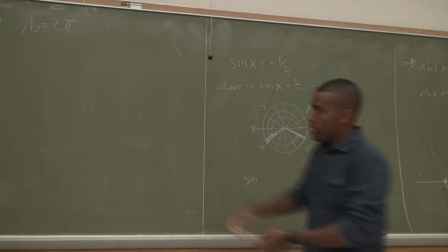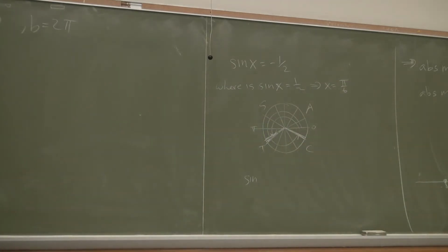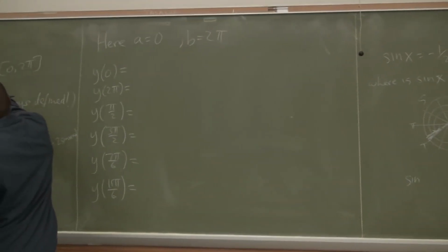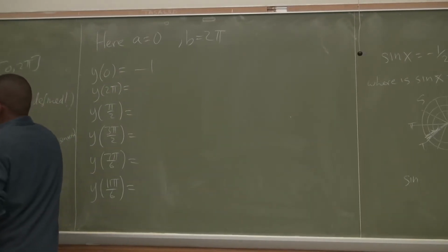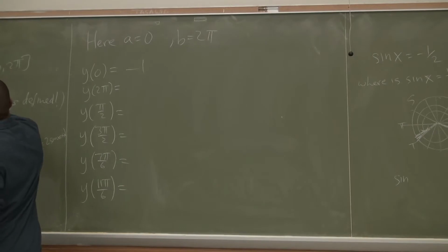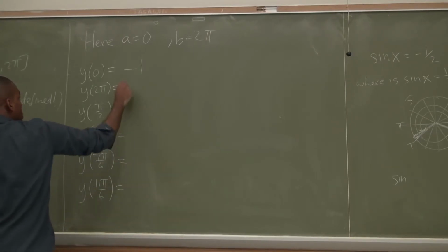So now we have to find these values. If I plug in y of 0, sine of 0 is 0, cosine of 0 is 1, so this is just minus 1. Sine of 2 pi is 0, cosine of 4 pi is positive 1, so this is 1.